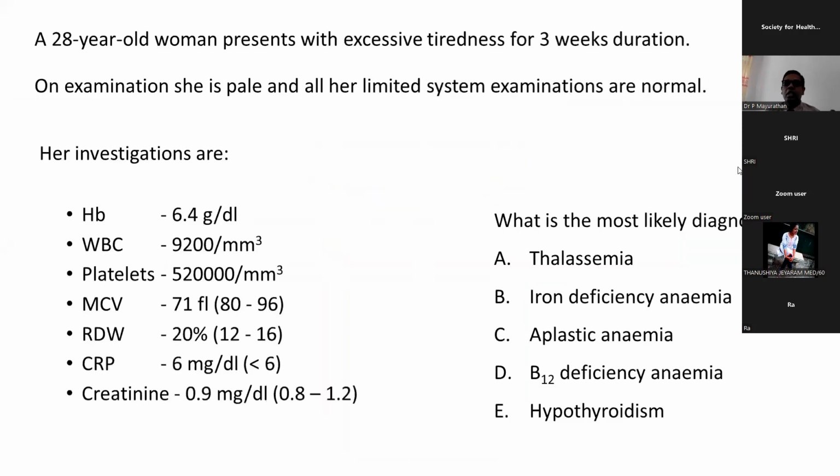A 28-year-old woman presents with excessive tiredness of 3 weeks duration. On examination, she is pale, and all her limited system examinations are normal. Limited system examination means what you usually do on the ward. We don't do a very detailed system examination, so we generally do the limited system examination, whatever you routinely do on patients admitted to the ward. Sometimes after the limited one, we go into the details. We don't do all the detailed system examinations on every patient.